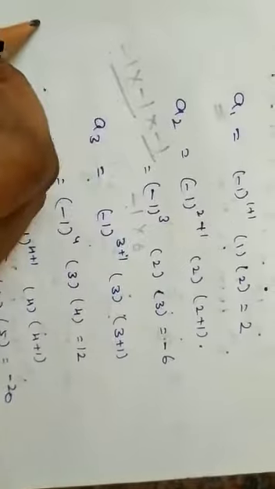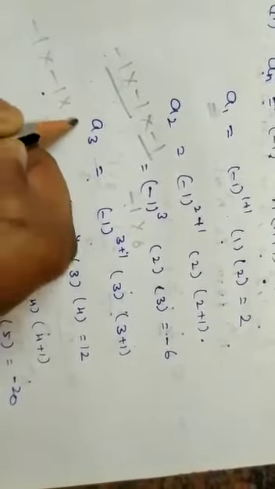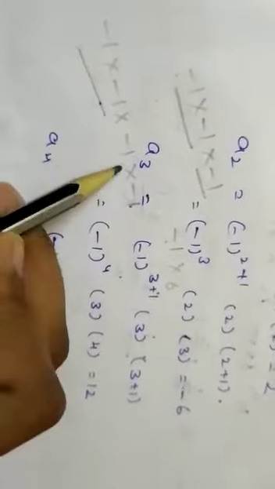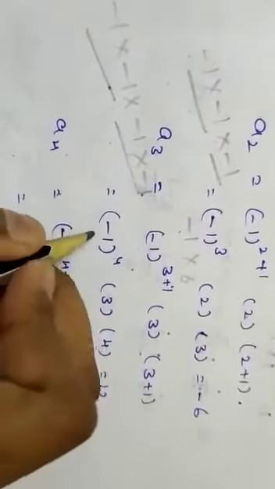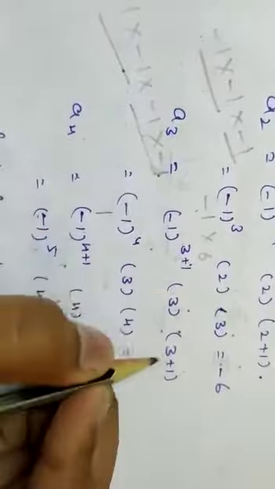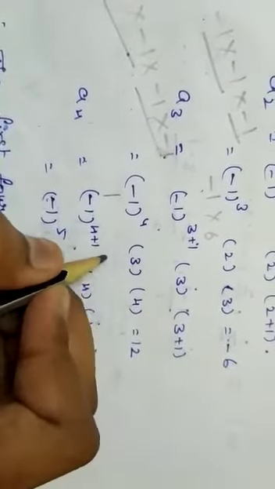So A3 is minus 1 into minus 1 into minus 1 into minus 1. So this is plus 1 and this is plus 1. Plus 1 into plus 1 is 1 only. Then 3 into 3 plus 1, 3 into 4, that is 12. So 1 into 12 is plus 12.